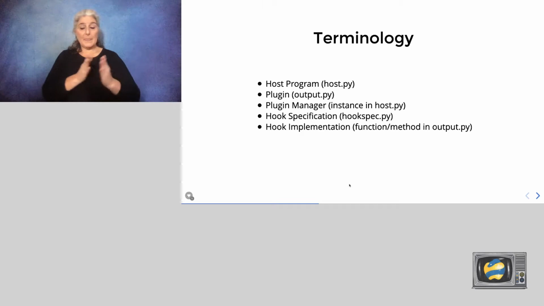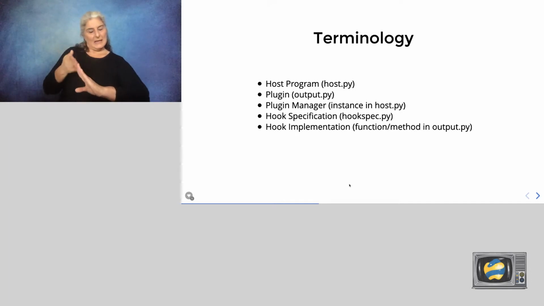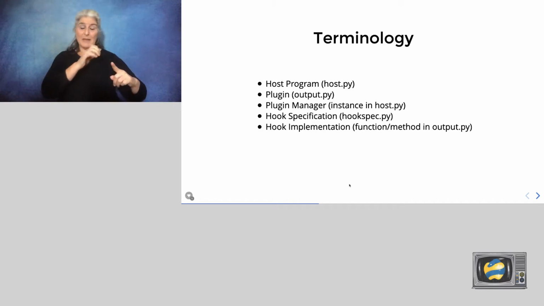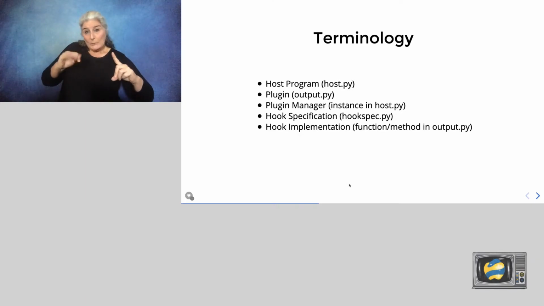Next is hook implementation. The hook implementation is the implementation detail of the hook specification. The hook specification does not contain any body in the function or method, whereas the hook implementation implements the actual logic or behavior of the hook specification.